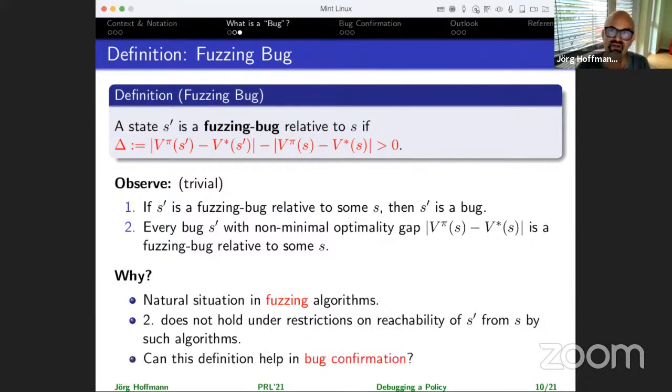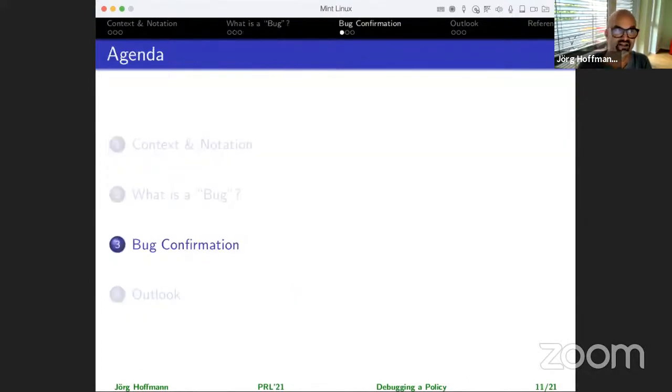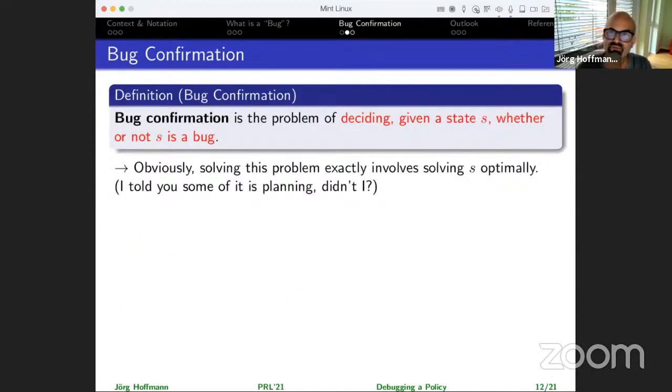And also one might wonder whether this definition might help in bug confirmation. I've already hinted at that, in fact. Bug confirmation is what we call the problem of deciding, given the state S, whether or not that state is a bug. If you're trying to use the fuzzing bug definition, you would also have another state. You would have 2 states, S prime and S, and would try to decide whether S prime is a bug, given its comparison to S.